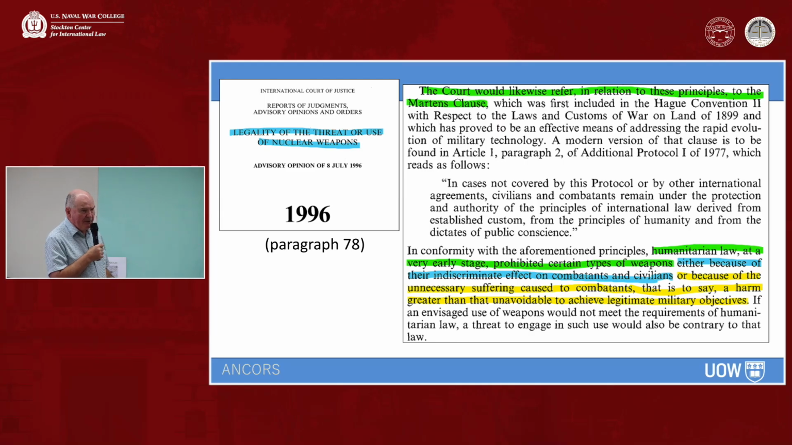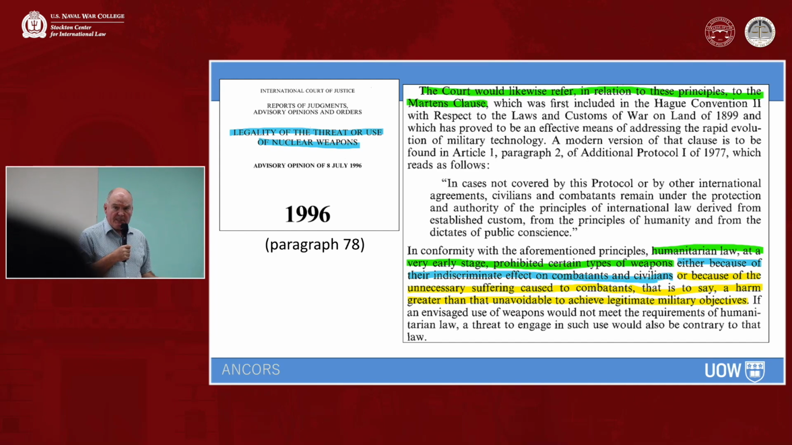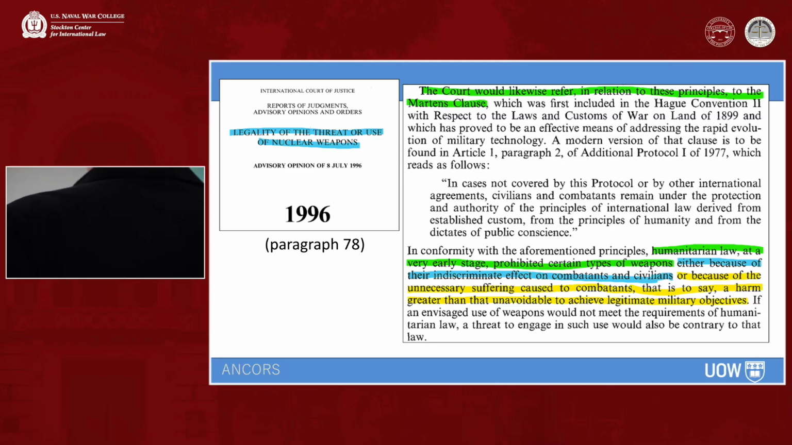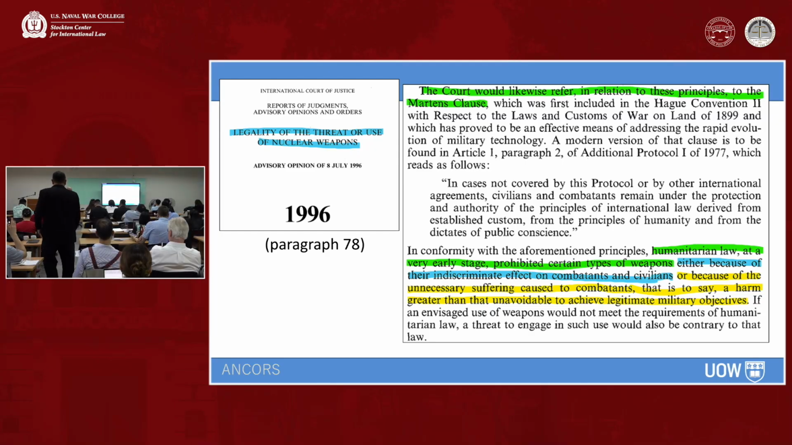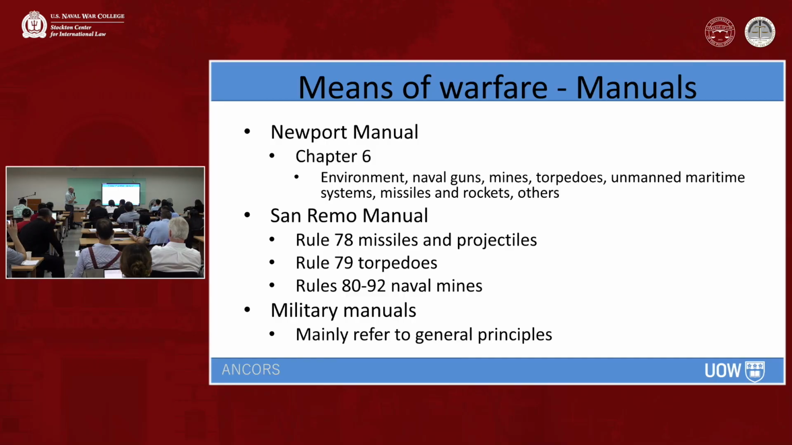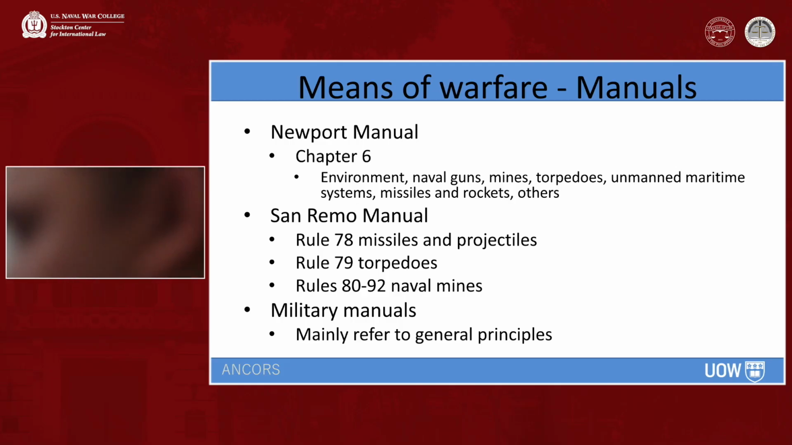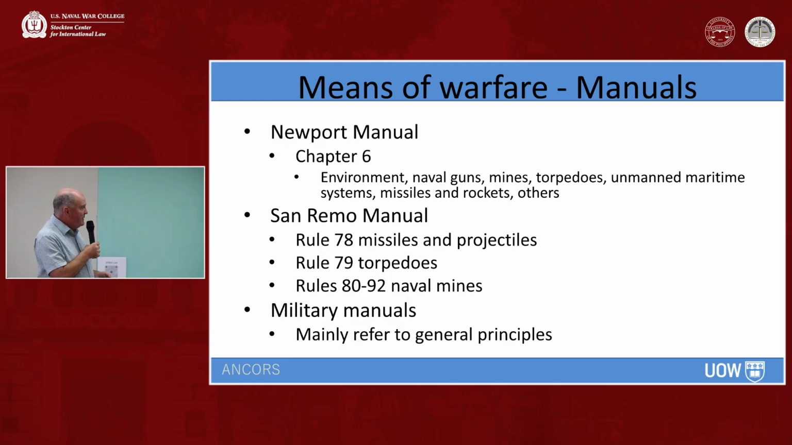That's just a comment there from the ICJ 30 years ago now, talking about prohibitions of certain types of weapons because of their indiscriminate effects or because of the unnecessary suffering that is caused by them. This is in the context of nuclear weapons, but there's no overall ban just because that is the outcome. Okay, so in the Newport Manual in Chapter 6, we deal in some detail.